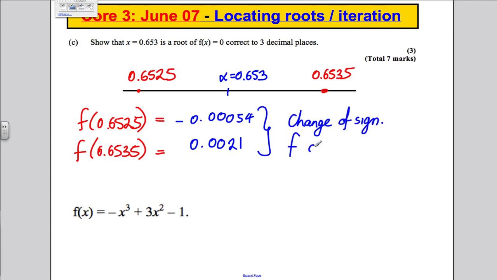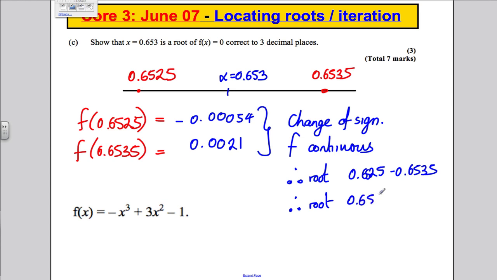You state f continuous. Therefore you can state there's a root between 0.6525 and 0.6535, and therefore you can state that the root is 0.653 to 3 dp accuracy. And we're done.